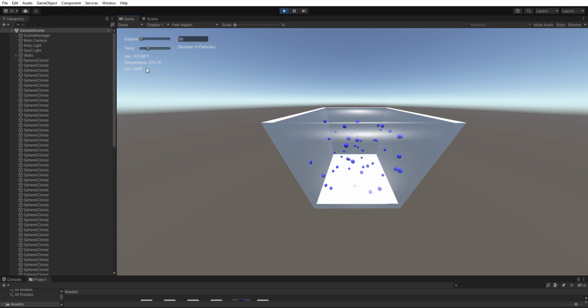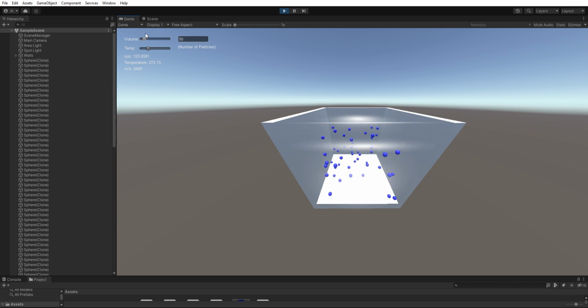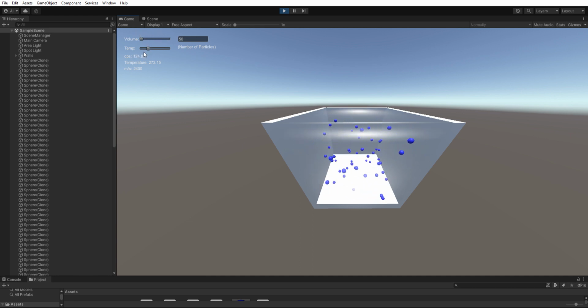The speed is a theoretical value if this were hydrogen gas and it was at its current temperature. If the volume is decreased, according to Boyle's law, the pressure will increase. And this is shown as the collisions per second are increasing. And when I set it back to its original value, the collisions per second will have been lowered.